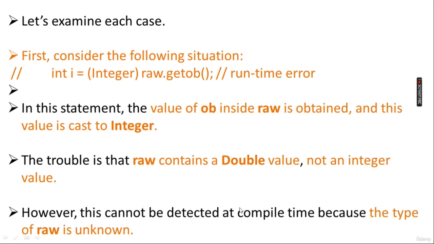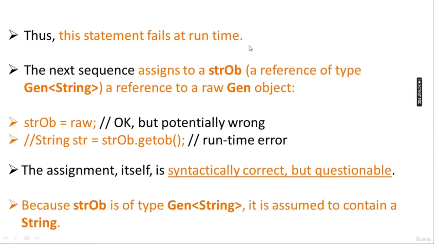However, this cannot be detected at compile time like in generics because the type of raw is unknown. Okay, it will give you a runtime error itself. Thus, this statement fails at runtime. It will give a runtime exception.